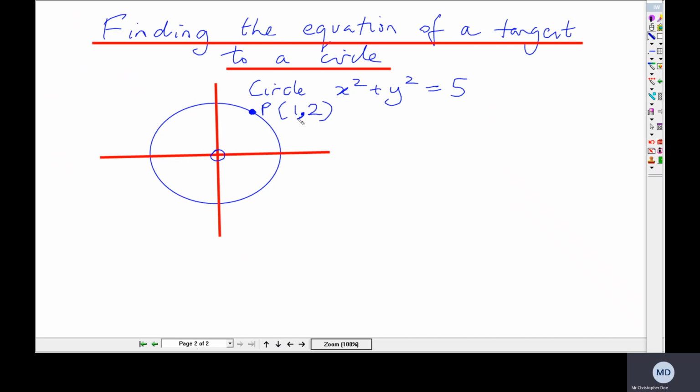Is it on the circle? Why is it on the circle? I'm saying it is. Why is it on the circle? Liv and Samuel, either of you. Why do you agree it's on the circle?